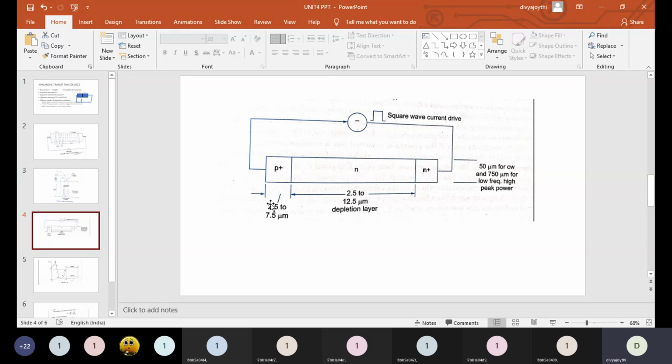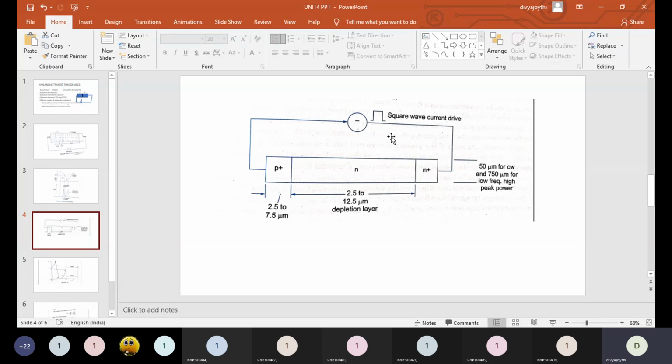The major disadvantage of IMPATT that we have seen just now is that it has more noise, and that noise is because of the avalanche process. In order to avoid that, if you clearly observe this particular schematic here, the input that we are providing is a current signal, and that too a current in the form of a square wave.